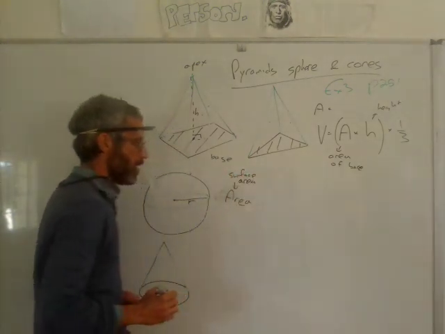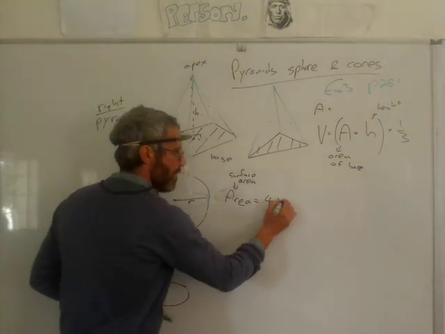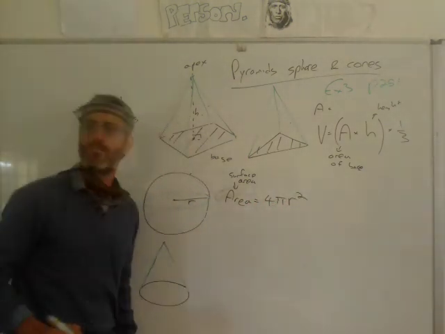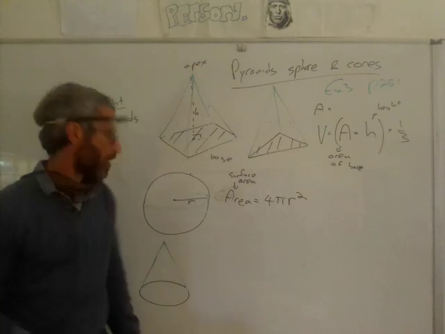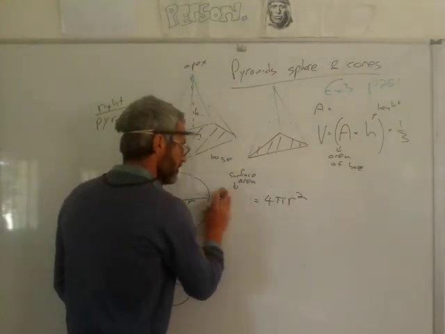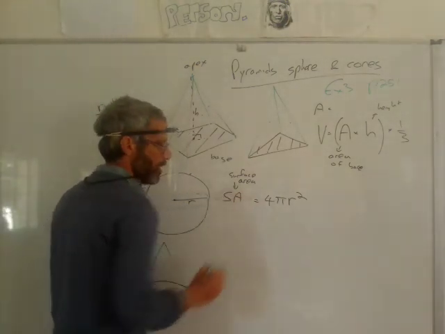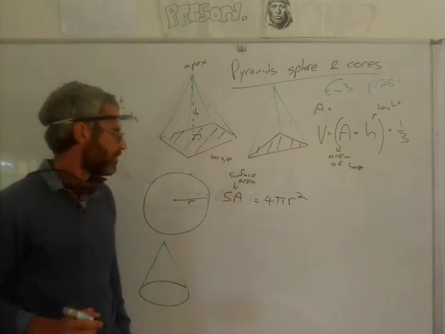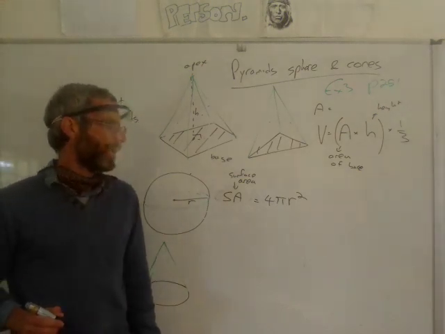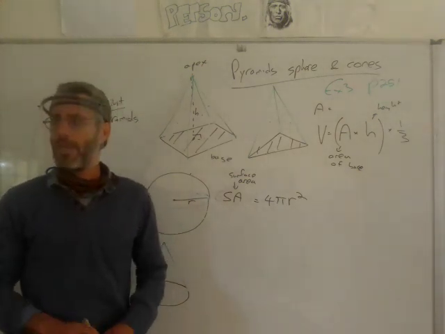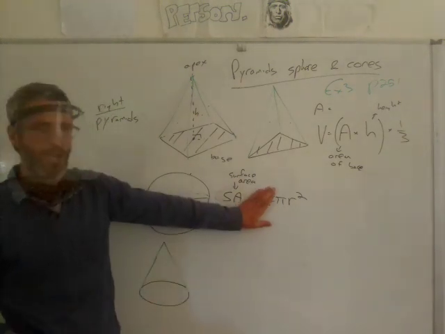So the area, or the surface area, is 4 pi r squared. Can't you just write SA? Is that better? Yeah, that's what I normally do for grade 9. Okay? Surface area, SA, is 4 pi r squared. You know pi r squared. What is pi r squared?